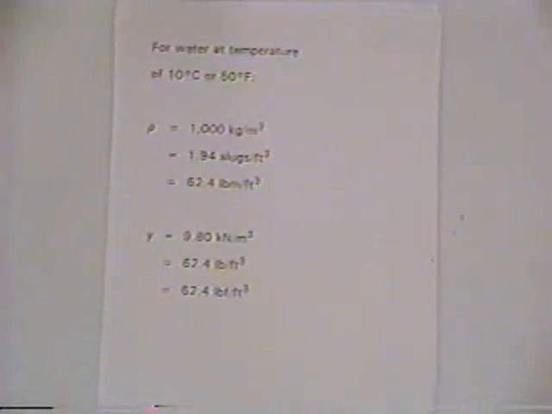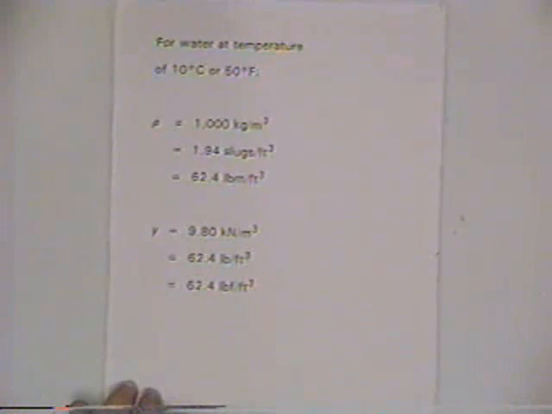And for typical applications, if we use 10 degrees centigrade or 50 degrees Fahrenheit, the density of water would be 1,000 kilograms per cubic meter, or 1.94 slugs per cubic foot, or 62.4 pounds mass per cubic foot. And specific weight are the numbers indicated here.